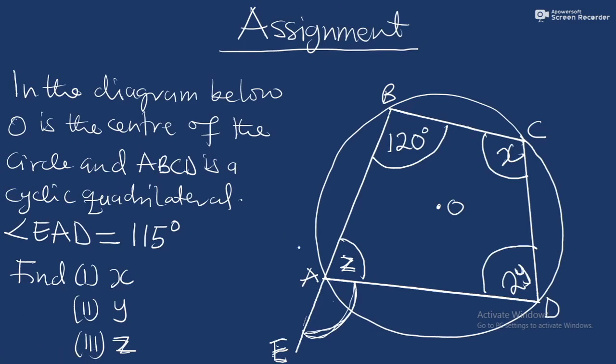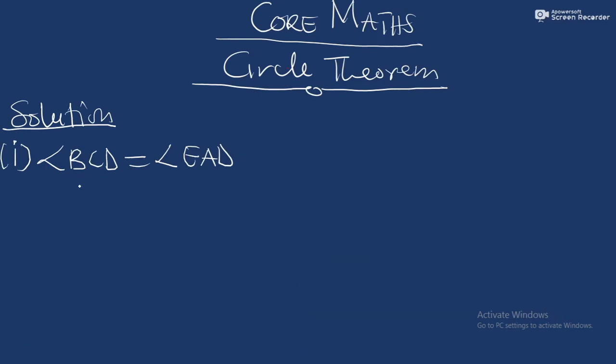Good. So angle BCD, that is this x, is equal to angle EAD. Good. So substituting, we have angle BCD is our x, and then angle EAD was given as 115 degrees. So this is the answer to (i). Now let's move on to (ii).